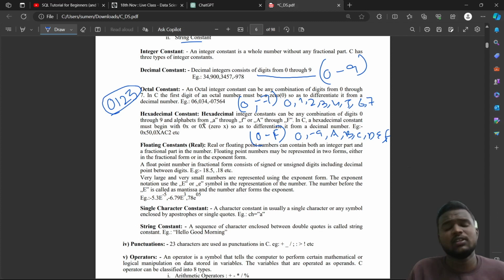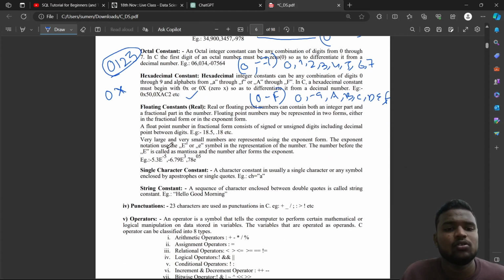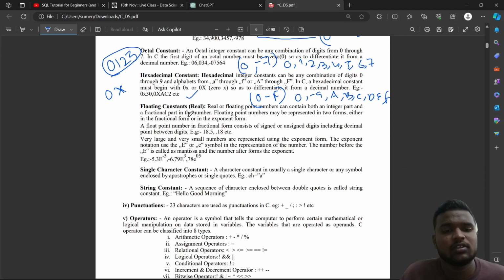To represent hexadecimal in C programming, we represent it with 0x. Whenever you see 0x, it means that the number is represented in hexadecimal form. Whenever you see 0 in front, it means that it is in octal constant format. If you see 0x, it means that you are in hexadecimal constant. Okay, this is about hexadecimal constant. Now coming to float constants, the real values, like I told you before, the fractional part.